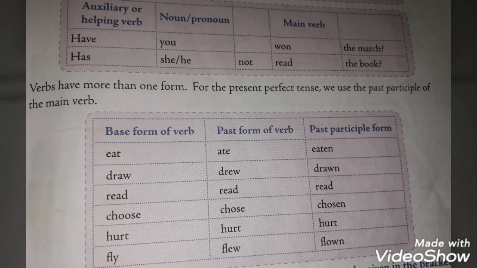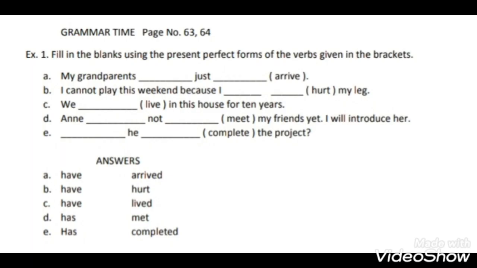Now fill in the blanks using the present perfect form of the verb given in the brackets. A: My grandparents dash just dash, and the verb given here is arrive. My grandparents is plural, with plural we use have, with singular has. My grandparents have just arrived, using the past participle arrived. My grandparents have just arrived.